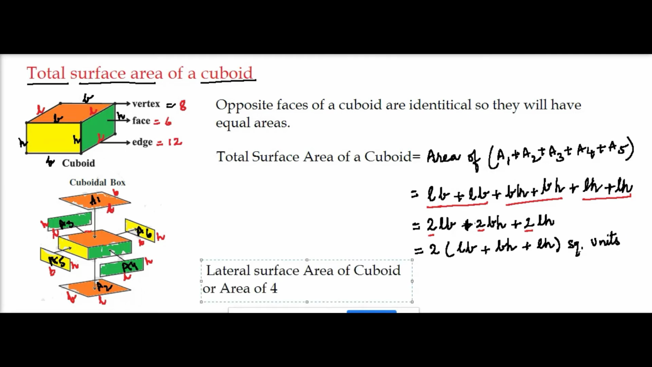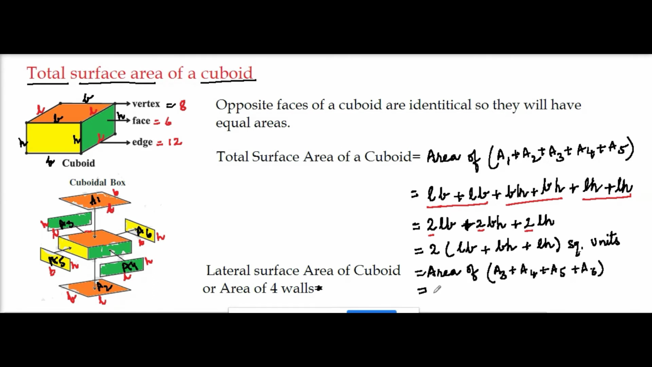So if you add them, it will be 2 times LB, 2 times BH plus 2 times LH. We can take 2 common. Then the total surface area of a cuboid, the formula will be 2 times in bracket LB plus BH plus LH square units. Now we'll see the lateral surface area of a cuboid or area of 4 walls.